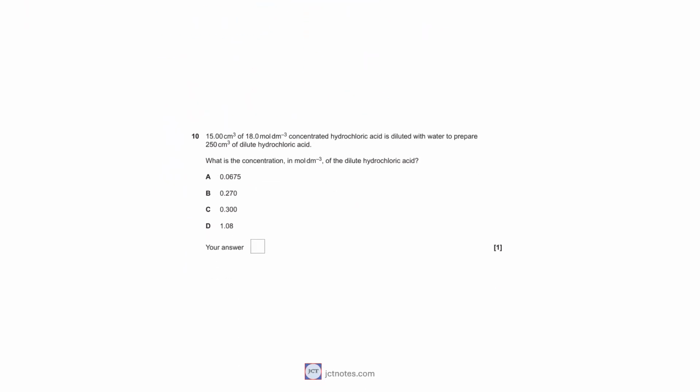In question 10, we have that 15 cubic centimeters of 18 mole per cubic decimeter concentrated hydrochloric acid is diluted with water to prepare 250 cubic centimeters of dilute hydrochloric acid. We are asked what the concentration is, in mole per cubic decimeter, of the dilute hydrochloric acid. We can use that the product of the initial concentration and volume is equal to the final concentration and volume. Replacing the values that we have, we get that the concentration is 1.08. Then, the answer is D.